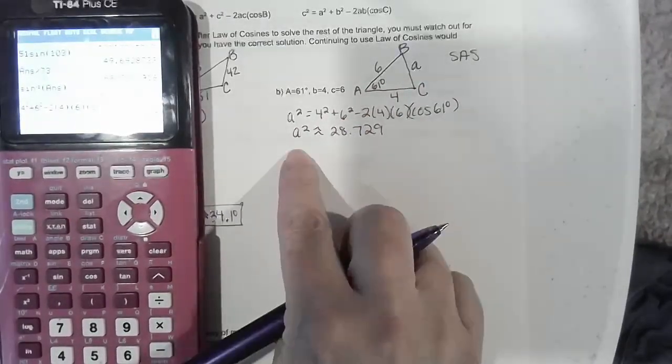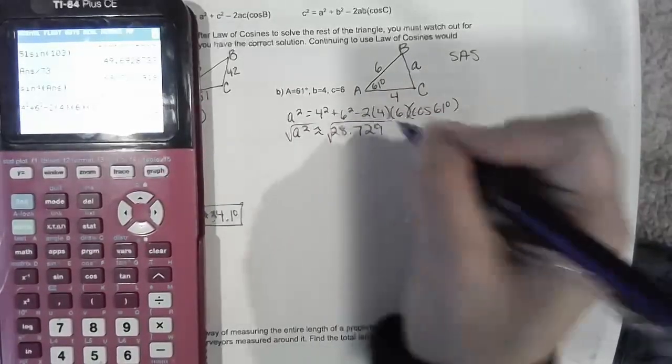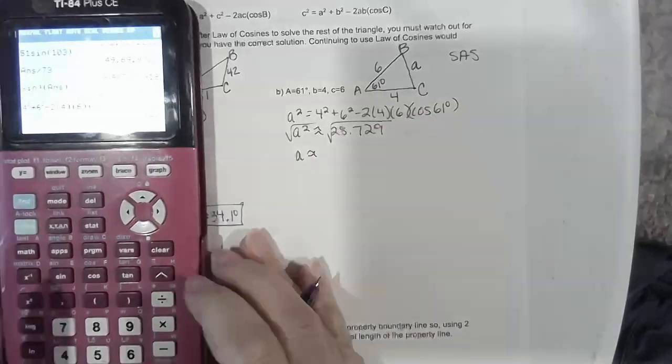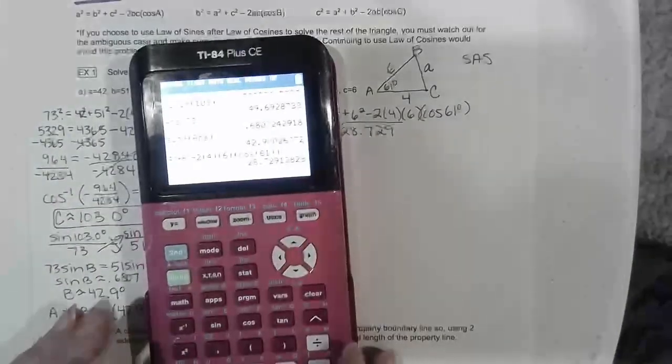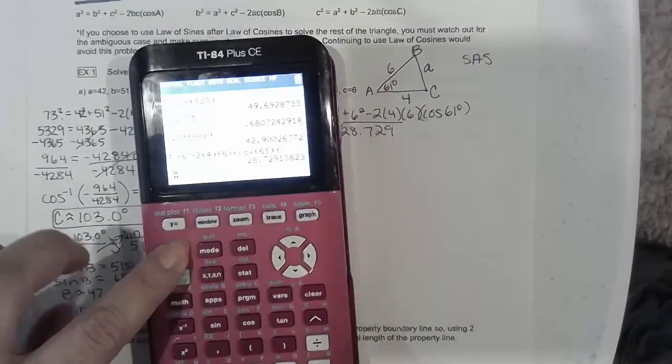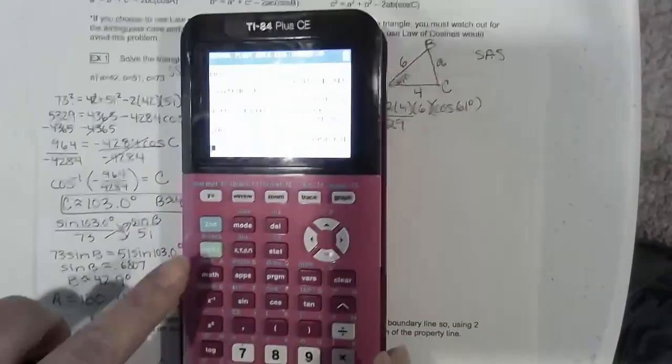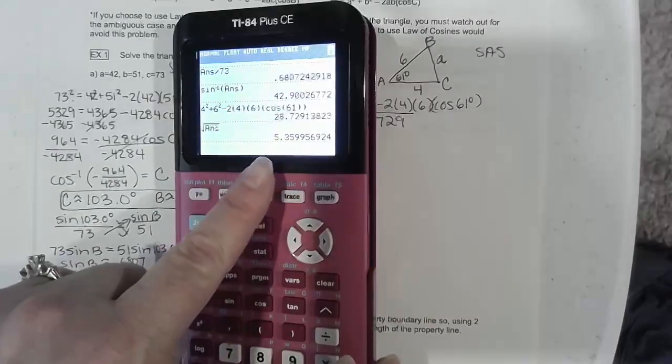So to solve for side A, I would square root both sides. And of course, that means I'm going to use the second answer button on my calculator. So square root of that answer, which then gives me 5.36 when I round it to the nearest hundredth.